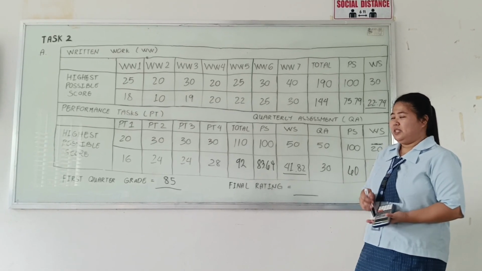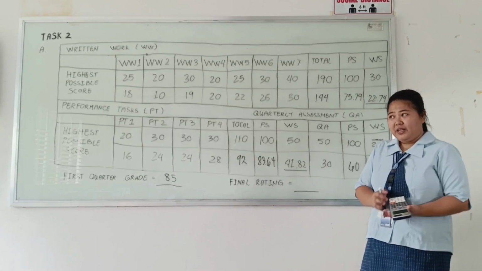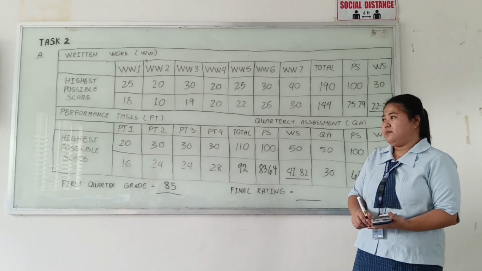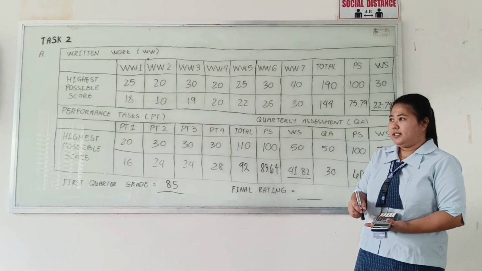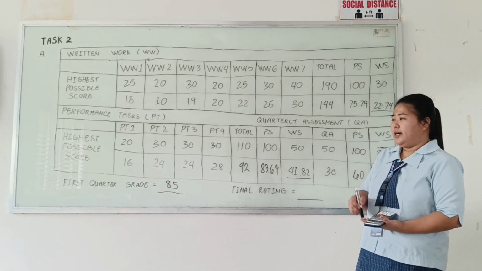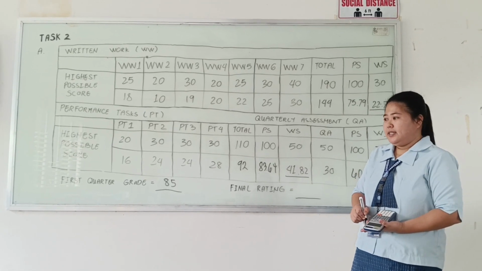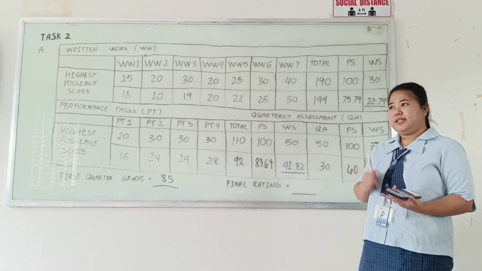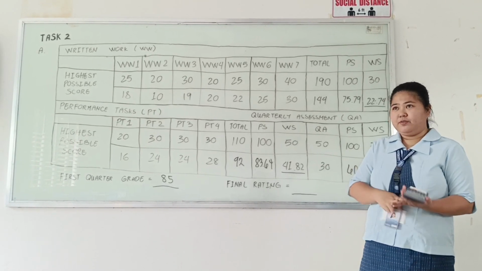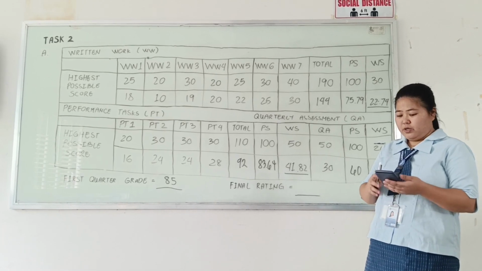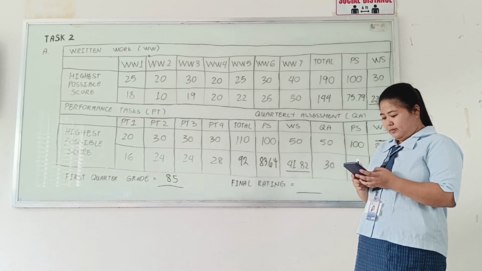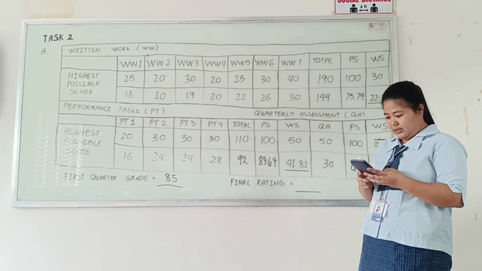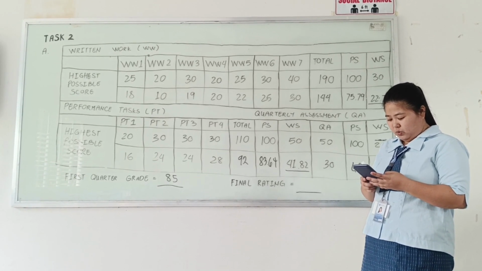So now we're done computing the first quarter grade of Miss Maris. We can proceed to computing her final rating. Given that Miss Maris's grades for the second, third, and fourth quarters are 87, 88, and 90, to get her final rating we need to add her first, second, third, and fourth quarter grades and divide by 4. So 85 plus 87 plus 88 plus 90, divided by 4.